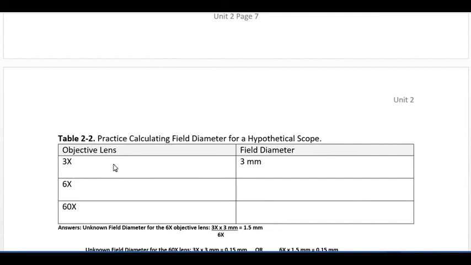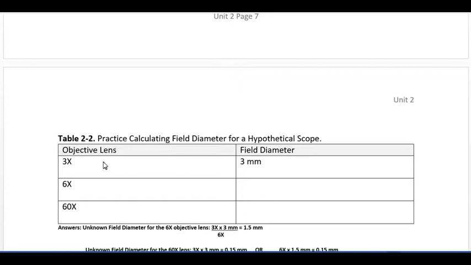So a sample that we have here would be where the field diameter was actually measured by a ruler. This is just a sample. This isn't the actual set of objectives in your microscope. So for example, at a 3x objective, the field diameter, if you measured it with a ruler, is 3 millimeters. Now, why can't you just measure all the other objectives with a ruler? That would be really nice.